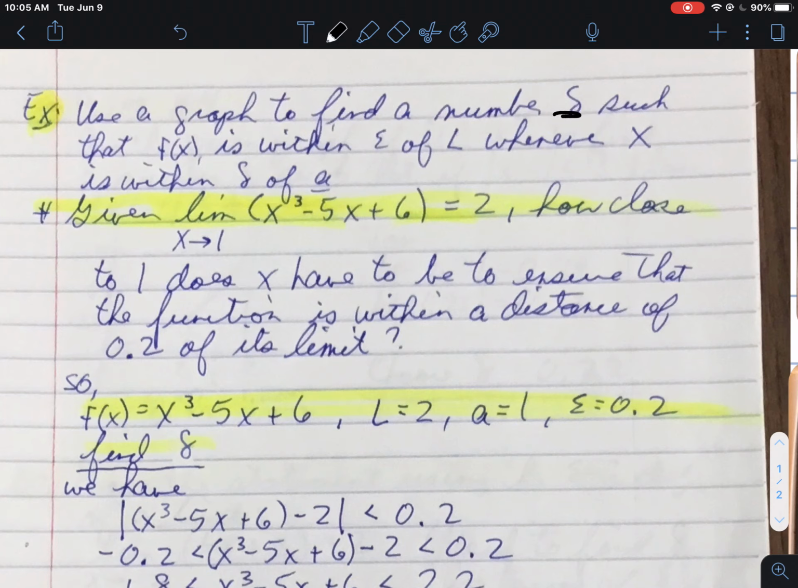Right, so I want to find that delta value such that f of x is within a distance, there's our epsilon, of L, whenever x is within delta of A. All right. So if I tell you what epsilon is, how close to L do I want f of x to be? We then want to determine what is the delta value, how close to A do my x values have to be to make that happen.